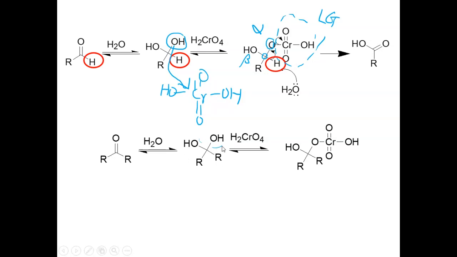Then this hydrate can react with chromic acid and give you a chromate ester, and this reaction is reversible. But the chromate ester can no longer undergo an elimination reaction to give you the further oxidation product, because you don't have any beta hydrogen here. Okay.